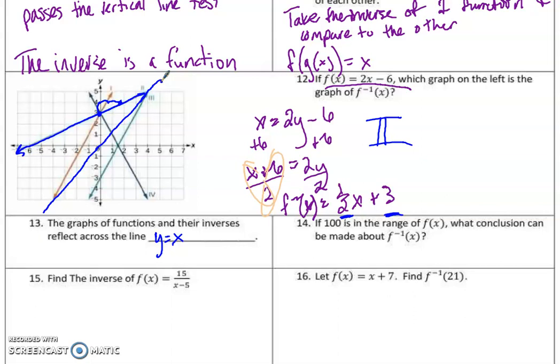Number 14, if 100 is in the range of f of x, what conclusion can be made about the f inverse of x? Well, because I know that range is referring to the y values, and I know that an inverse just swaps the x and the y, if 100 is a y value of f of x, 100 is also going to be an x value of the inverse, or 100 is in the domain of f inverse of x.